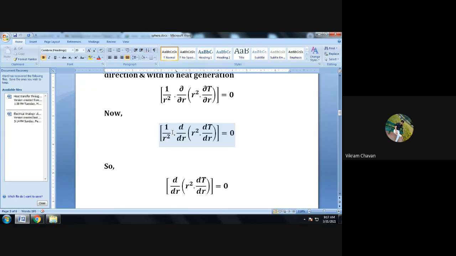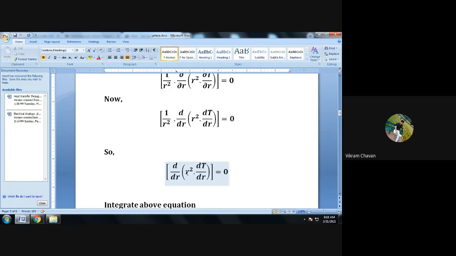Now if you transfer this 1 upon r square, that is r square, to the other side, from the left hand side to the right hand side, 0 multiplied by r square will become 0. So we will get the equation as d/dr of (r square multiplied by dT/dr) is equal to 0. What we have done here is just transfer this r square to the other side.